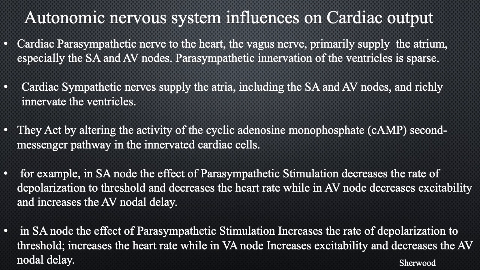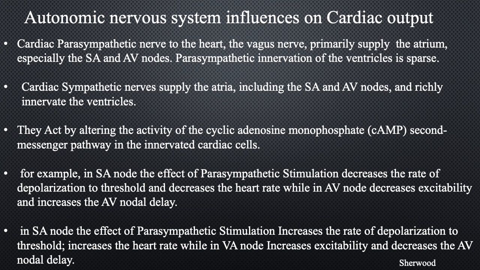Cardiac parasympathetic nerves to the heart through the vagus nerve primarily supply the atrium, especially the sinoatrial node and atrioventricular node. Parasympathetic innervation of the ventricle is sparse. On the other hand, the cardiac sympathetic nerves supply the atria, including the sinoatrial node and atrioventricular node, and richly innervate the ventricles.